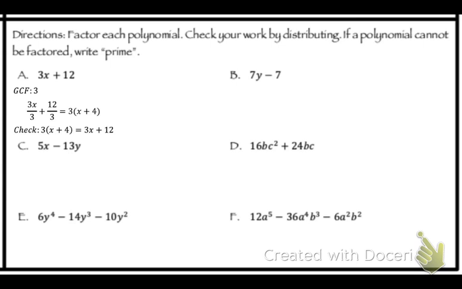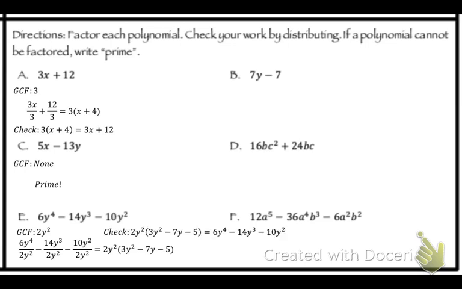Now for C, there is not a GCF, so that is prime. And for E, the GCF there is 2y squared. So I'm going to divide out that 2y squared, and I get 2y squared times 3y squared minus 7y minus 5. You can double check it, and it works. Okay? You can do those ones. Those are the answers you should get.